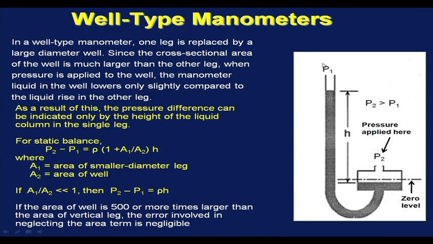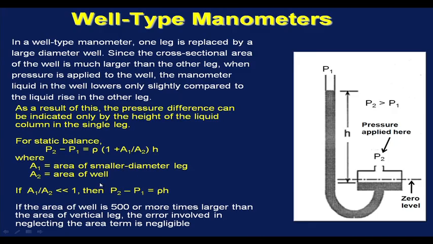If this is connected to pressure source P1 and the well is connected to pressure source P2 and P2 is greater than P1, higher pressure is applied to the well. So, P2 is greater than P1, then it can be shown that for static balance P2 minus P1 is equal to rho, which is density of the manometer liquid, into 1 plus A1 divided by A2 into H, where A1 is the area of the smaller diameter leg and A2 is the cross sectional area of the well. So, for static balance we can write P2 minus P1 equal to density of the manometer liquid into 1 plus A1 by A2 into H.